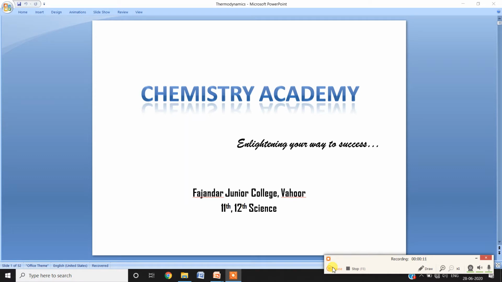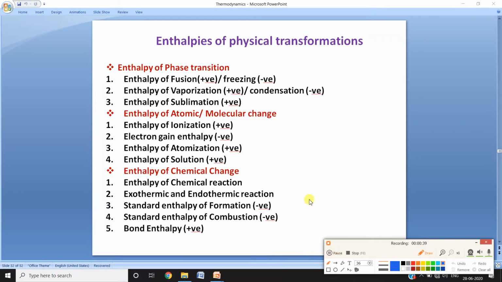Dear students, so far we have discussed some basic concepts of chemical thermodynamics: process, types of process, state function, internal energy, enthalpy, the first law of thermodynamics, and the first law of thermodynamics in different processes. Now our next point is enthalpies of physical transformation.